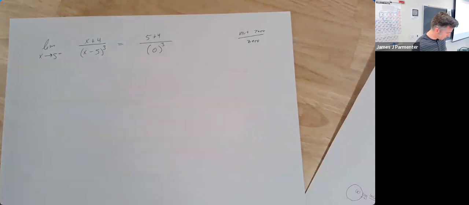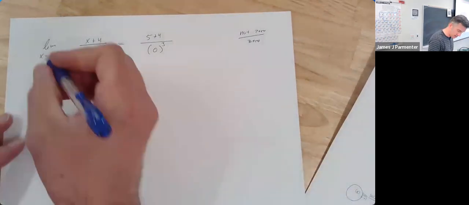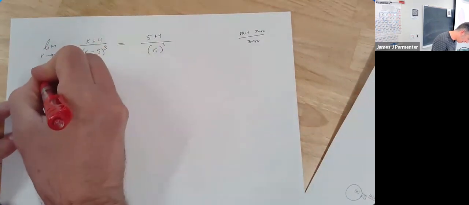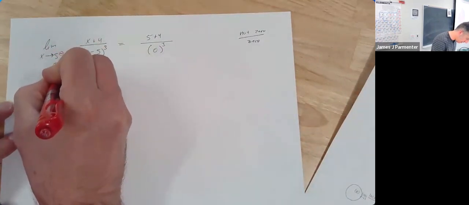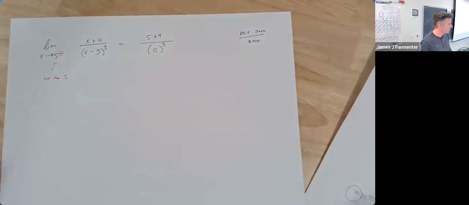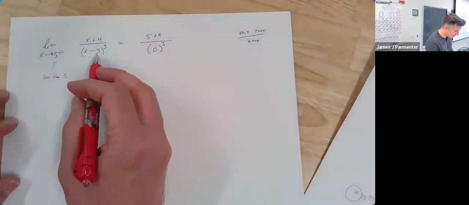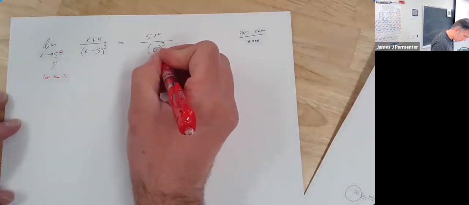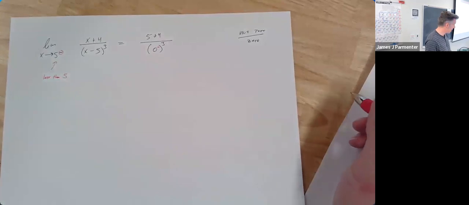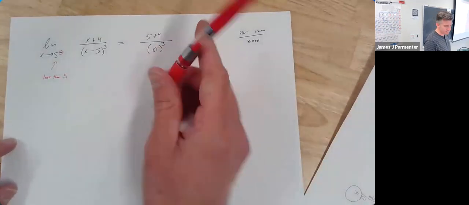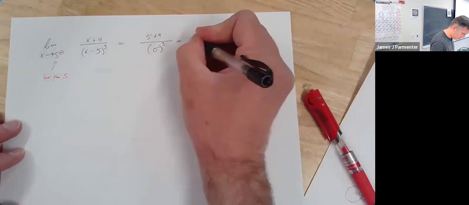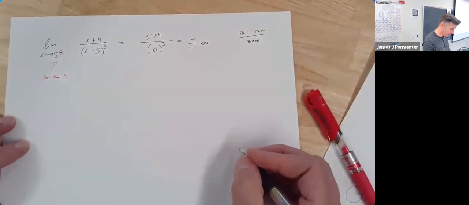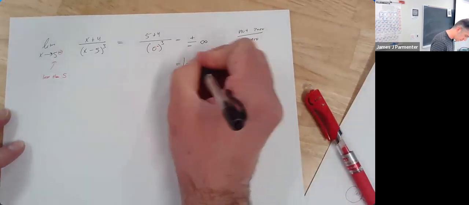So we're approaching 5 from the left. Now it matters. This 5 from the left matters. That means we are a little bit less than positive 5, which means the inside of this parentheses is a little bit negative, or left of 0, if you prefer. And then the negative number cubed is still negative. So overall, this is going to be positive divided by negative, which is negative. That's our answer.